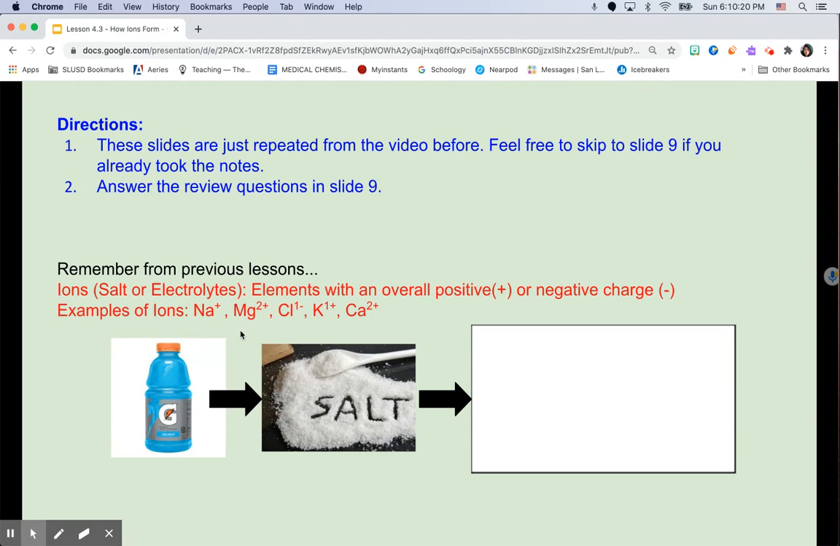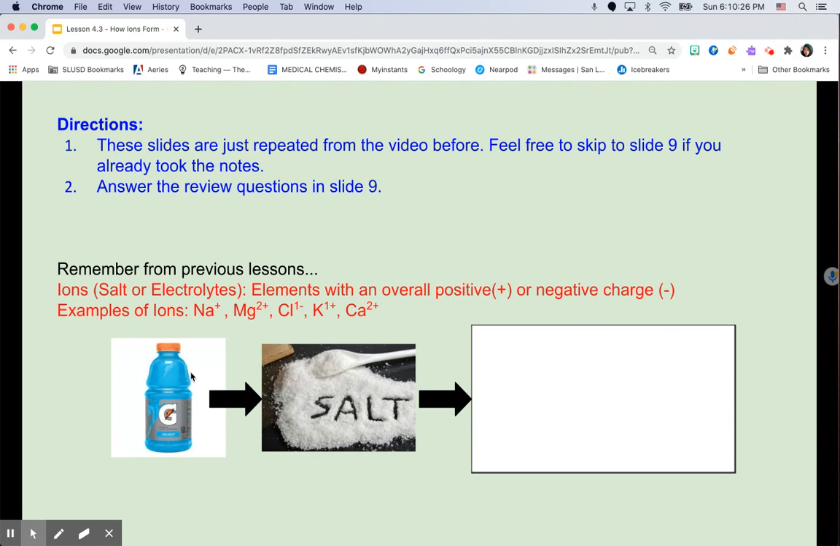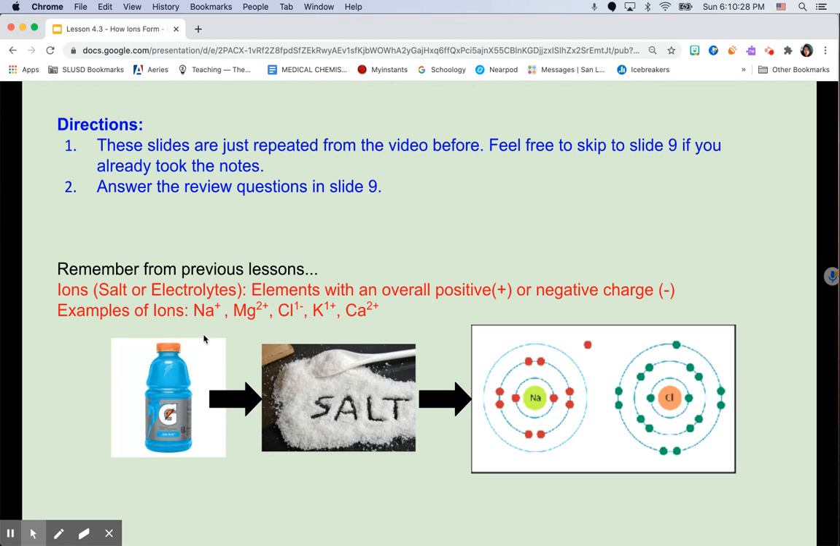So some examples of ions we need in our body, and that you can find in things like Gatorade or soy sauce or Pedialyte for babies, are sodium, magnesium, chlorine, potassium, and calcium. But mainly you just need to notice that all of these either have a plus charge or a minus charge with a number next to them. So we're going to talk about how these elements form in the first place.